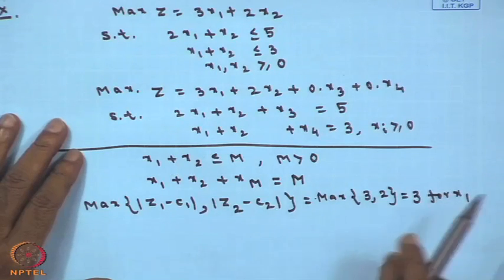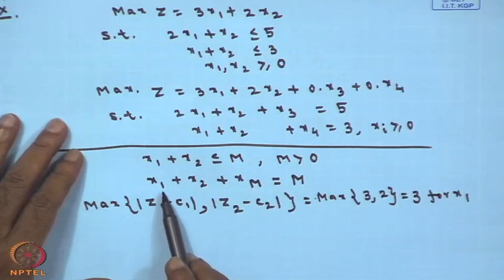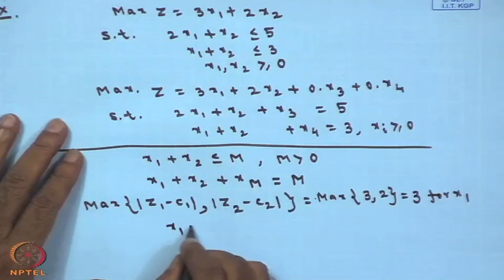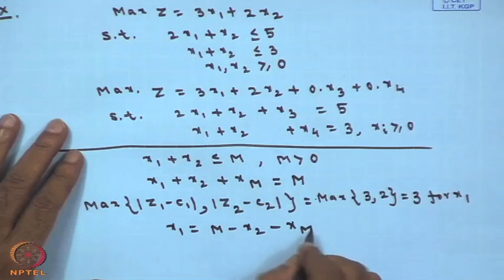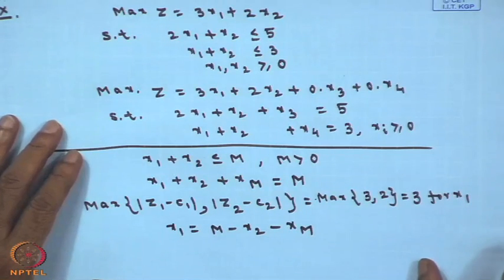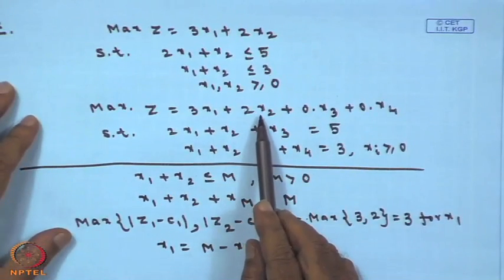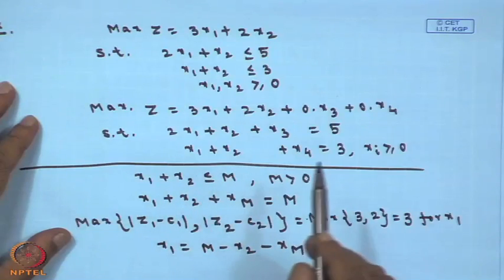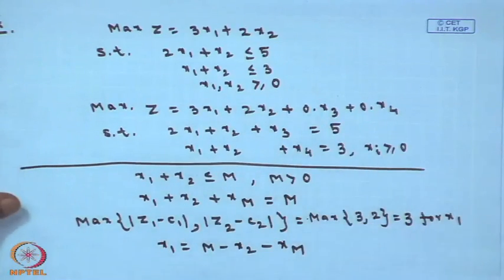You have to now eliminate x1 from the original canonical form and replace x1 by m minus x2 minus xm. So, your x1 is m minus x2 minus xm, and you have to eliminate x1 from the objective function of this canonical form as well as from the constraints, and rewrite or reformulate, modify this canonical form.